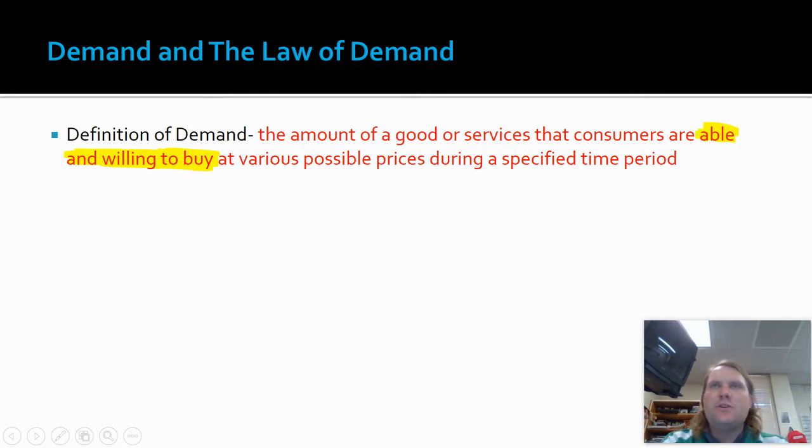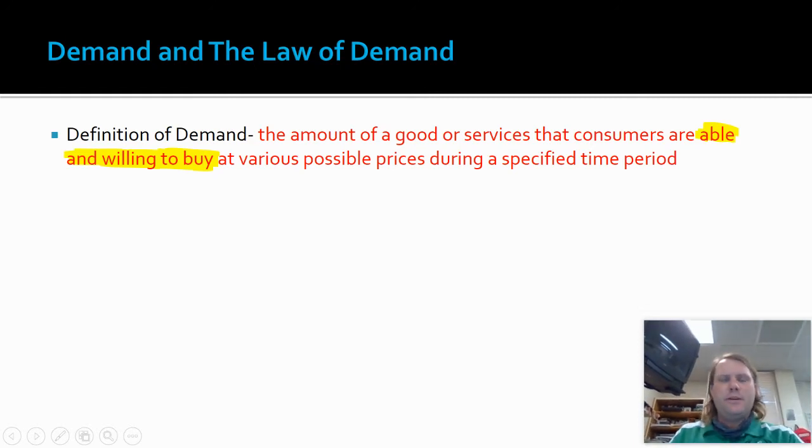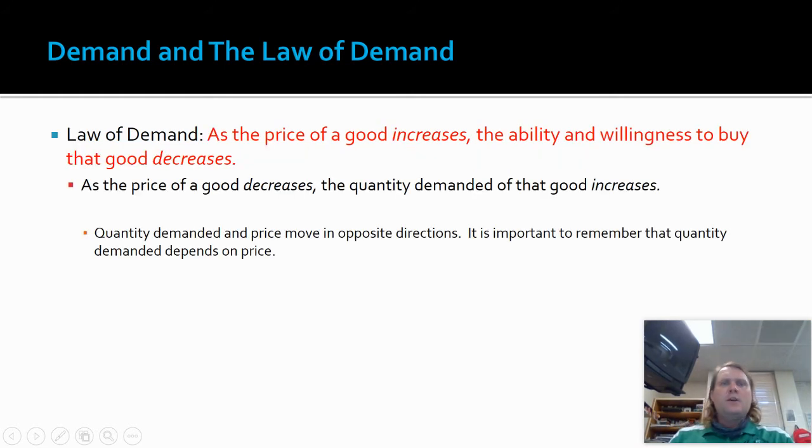Okay. There's some stuff that I just don't want to buy because I don't want to. And there's some stuff that I'm not able to buy because my income is not large enough at a certain time period. Okay. So since we know that our incomes are limited and also we can choose how to spend our money in several different ways, we know that as the price of a good goes up, our ability and willingness to buy goes down.